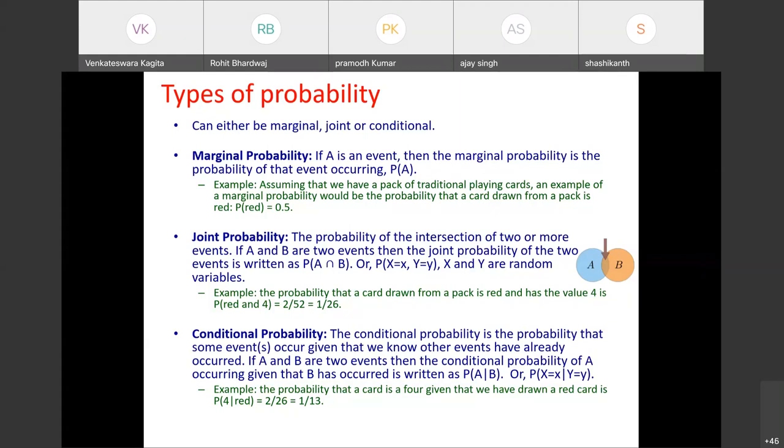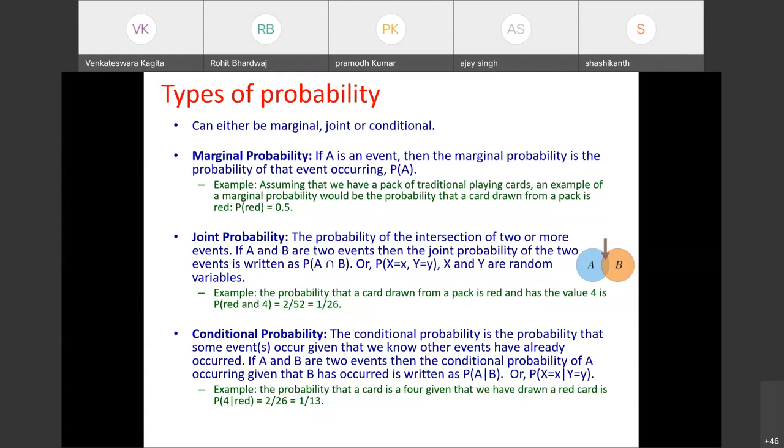For example, what is the probability that the card is a 4 given that we have drawn a red card? So how many red cards are there out of 52? The number of red cards is 26. Out of these 26, how many 4s? 2 4s. So 2 by 26, which is 1 by 13.